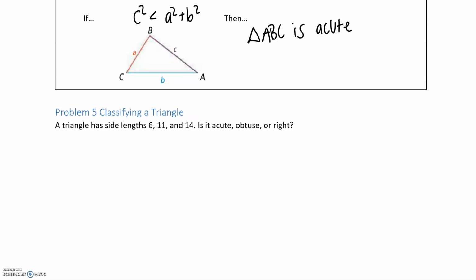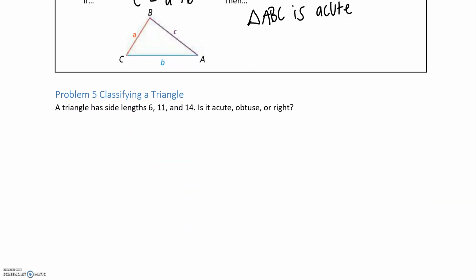Okay, so when we do these, we're going to do them a little bit differently. We're going to set them up the same. So we're going to have our largest side be our c. So we're going to have 6 squared plus 11 squared. Then we're going to put a box here because we don't know what we have right now. And then we're going to have something 14 squared.